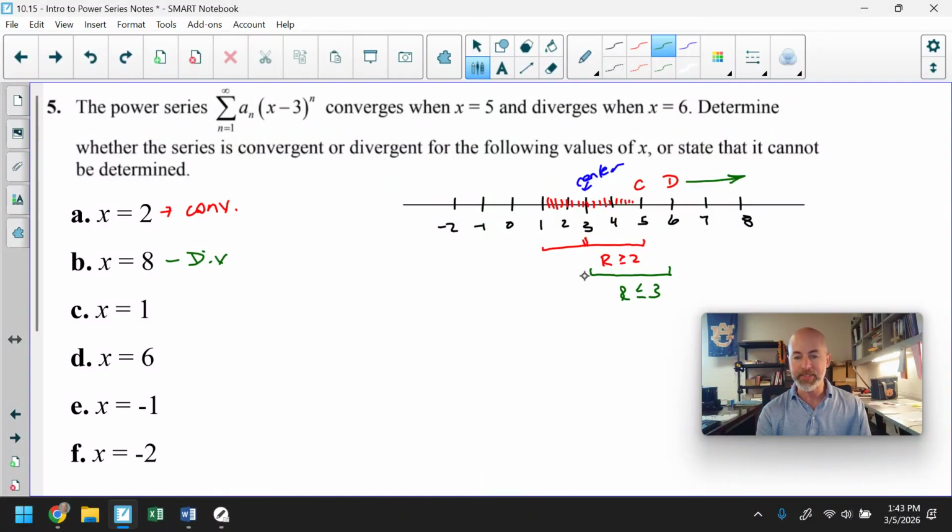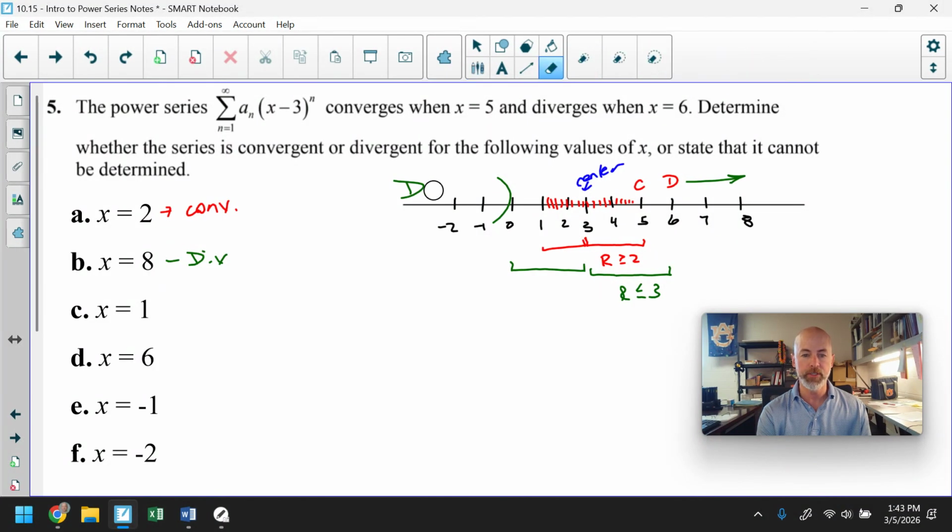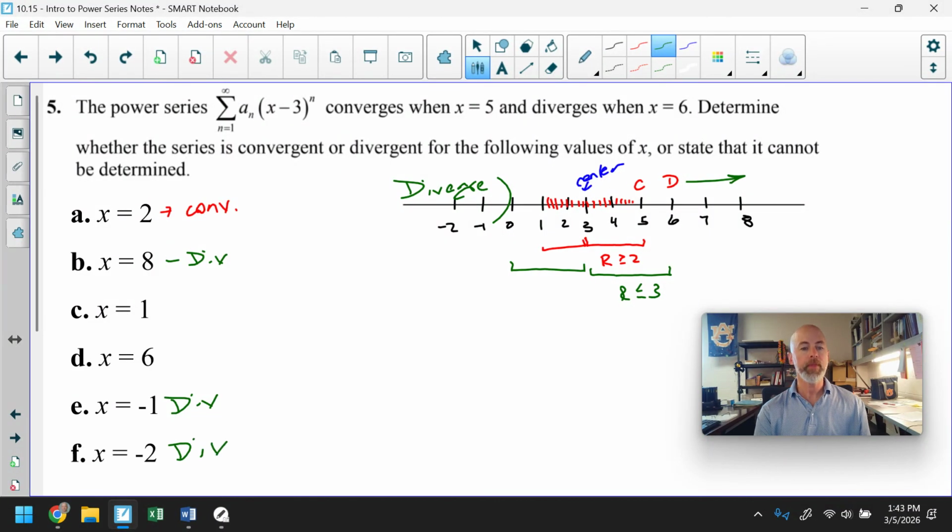And if my radius is at most 3, I can go 3 units this way. And I, again, know I'm diverging everywhere over here, which there's -1 and -2. Both of those are going to diverge. And then we have x equals 1 and x equals 6. I don't know why I gave you x equals 6 to think about, because 6 is given in the information, so I guess we'll go ahead and label that diverge.